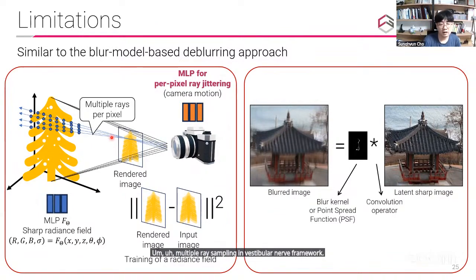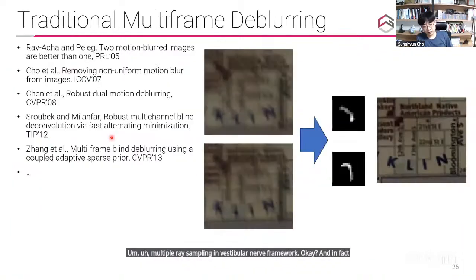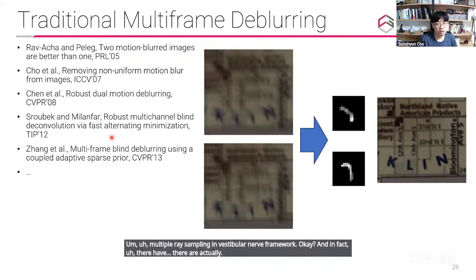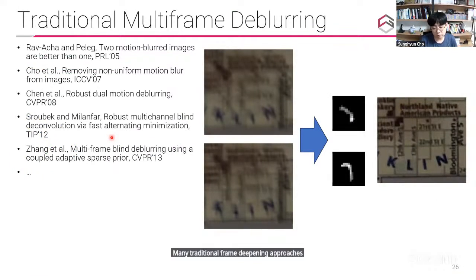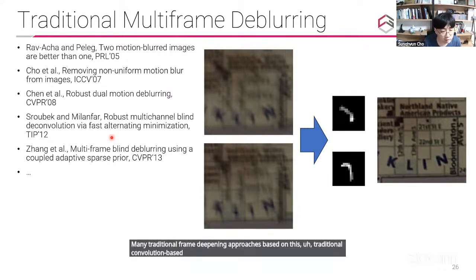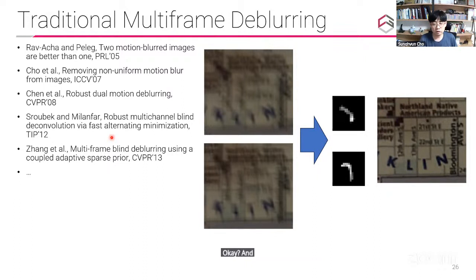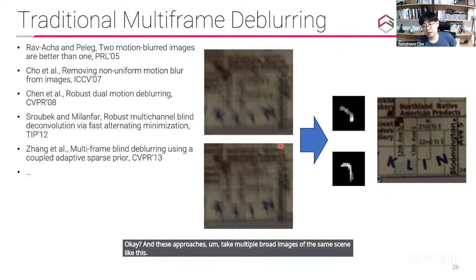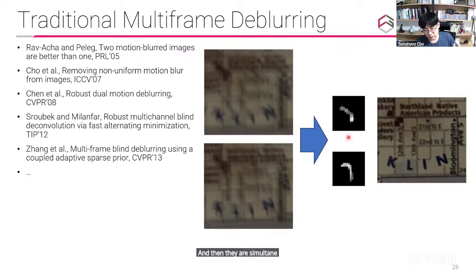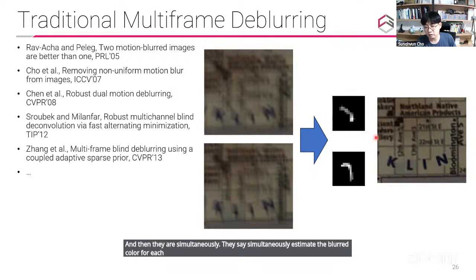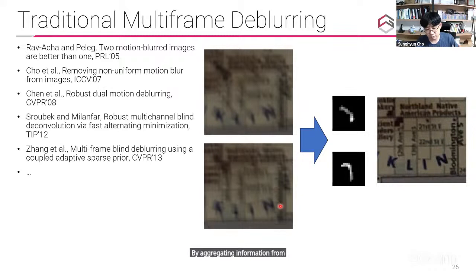In fact, there are many traditional multi-frame deblurring approaches based on this convolution-based blur model. These approaches take multiple blurred images of the same scene like this, and then they simultaneously estimate the blur kernel for each input blurred image and the latent sharp image by aggregating information from these multiple input blurred images.